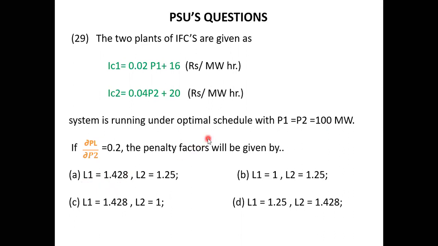For example, if in your given data the load were connected very near to power plant 1, then you could pick the L1 value as 1. But here, such information is not present in your given data. So that's why you can go for the L1 value equal to 1.428. So the answer is A. Okay, so the answer is A. So this is the solution for the 29th problem.